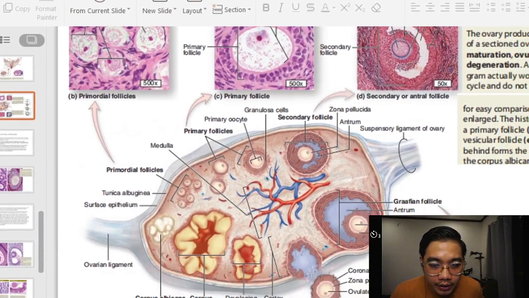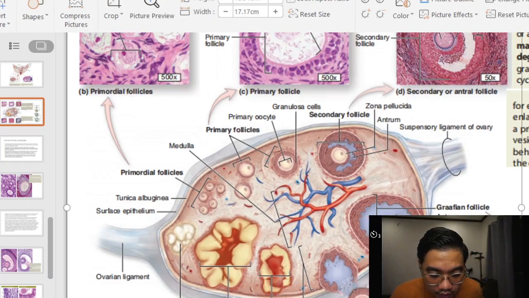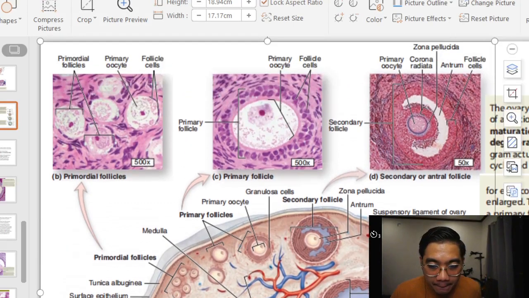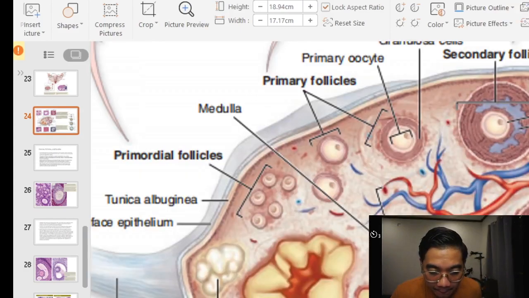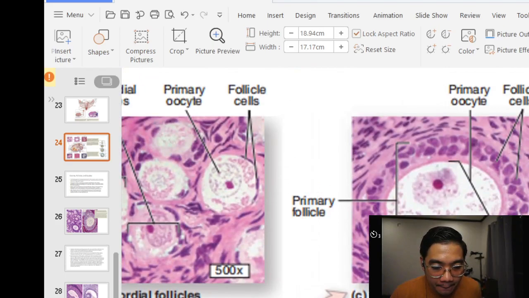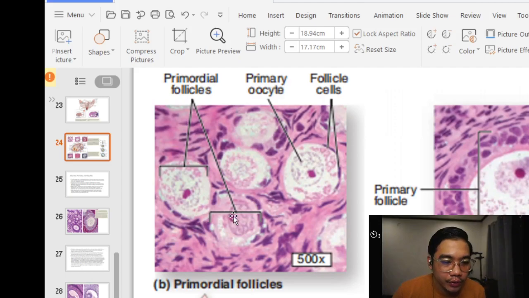If we're going to look here at your primordial follicle, I'm going to zoom that. So, your primordial follicles, no, they are fixed in the prophase of your meiosis 1. Remember, meiosis 2 doesn't have a prophase, ha. So, it starts at metaphase 2. Anyway, these are your follicles, no.